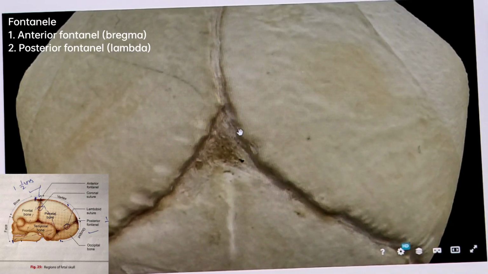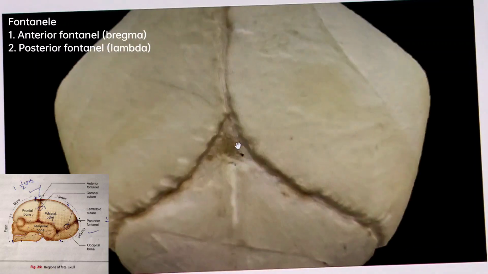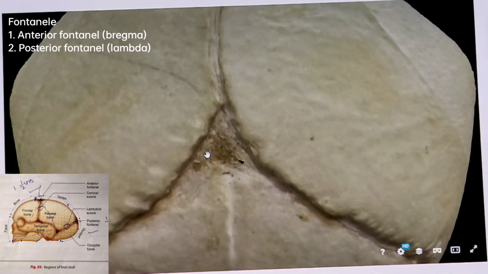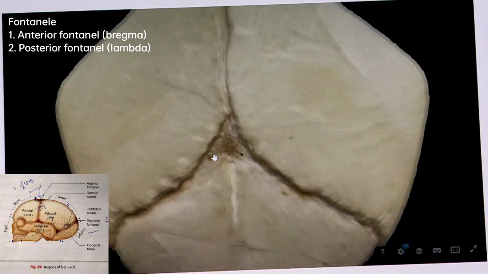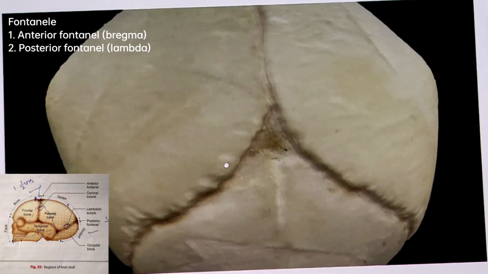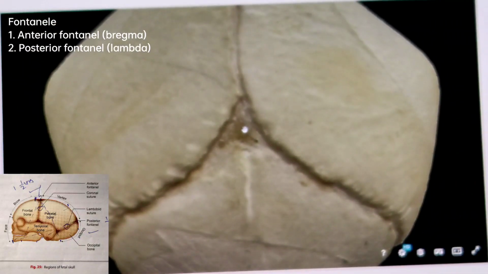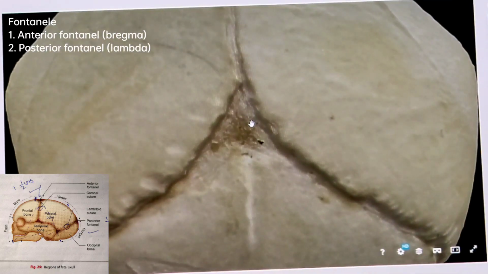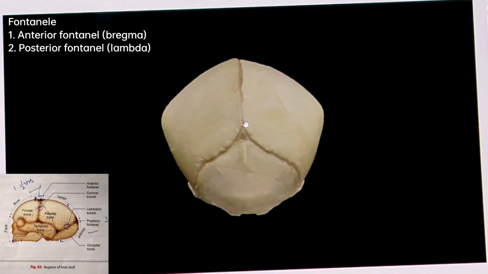It is triangular in shape and measures about 1.2 by 1.2 centimeters, smaller than the anterior fontanelle, which is very big and the largest. It closes by 6 weeks of age, which is much earlier than the anterior fontanelle. Anterior fontanelle closing time is 18 months, and the posterior fontanelle closing time is only 6 weeks after birth.